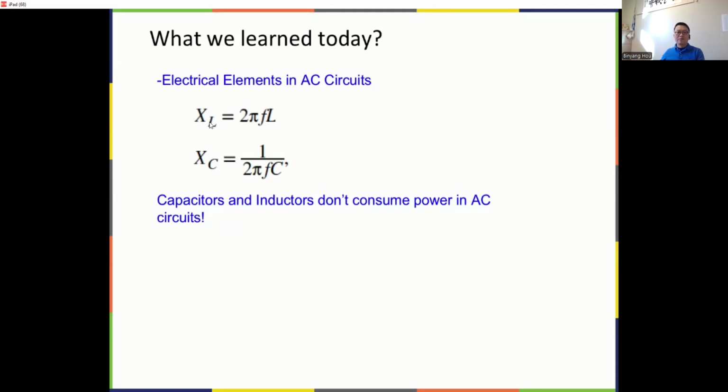If you have very small frequencies, then XL will be very small. So XL is kind of like just a wire in the DC circuit, where frequency equals 0, so it's a straight wire. But for higher frequency, the capacitor has 0 reactance, so it behaves just like a straight wire in that case. So that will be it for today.